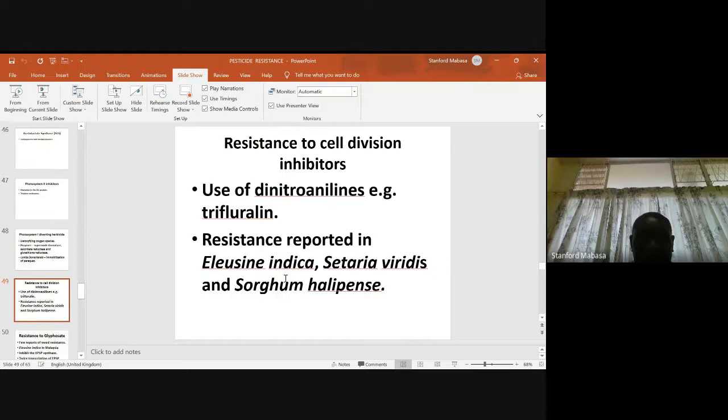There could be resistance to cell division inhibitors, trifluralin, which is a dinitroaniline. We know it should kill grasses, but sometimes it may fail to kill Eleusine indica, Setaria viridis, and the Sorghum halepense due to the resistance in these weeds.